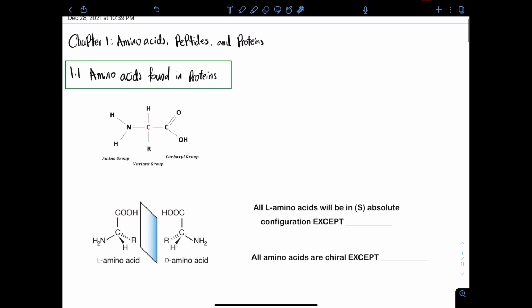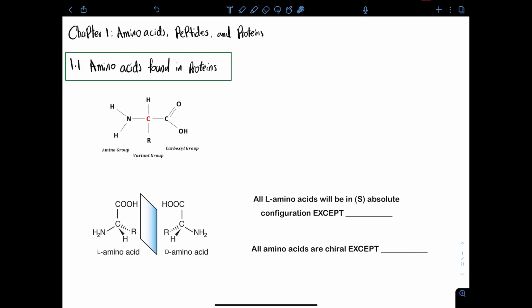Section 1 is talking about amino acids found in proteins. So what amino acids are, they are just a molecule that has an amino group and a carboxyl group. What makes them unique and determines their chemical properties is actually the variant group, which is the R group.